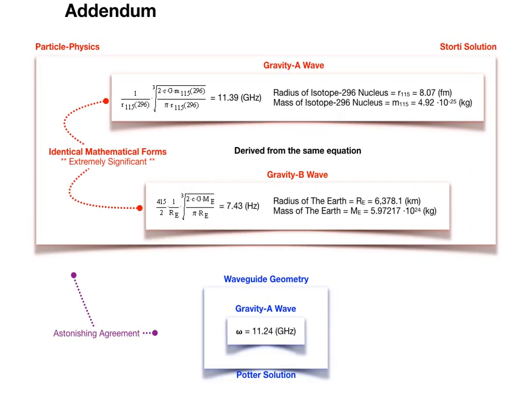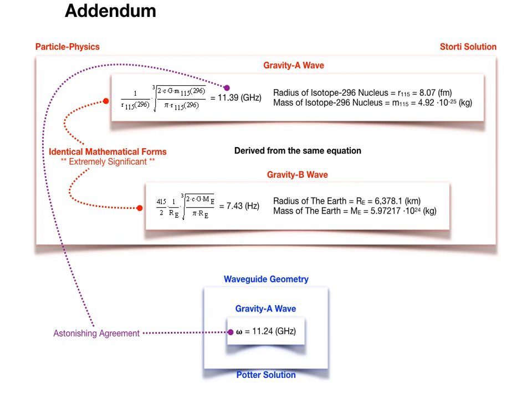Our reverse engineering progress report is further supported by the fact that the agreement between the Storti and Potter gravity A-wave solutions is astonishing, that is, due to the fact that completely disparate methods were utilised. Although Potter did not derive the stated gravity A frequency personally, Potter did in fact numerically define the diameter of the waveguide, and Storti was able to decipher the clue in order to determine the associated frequency.